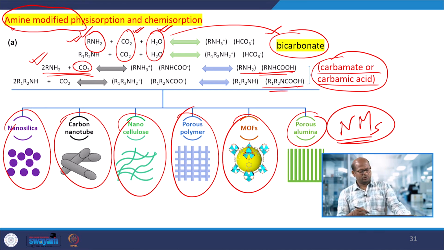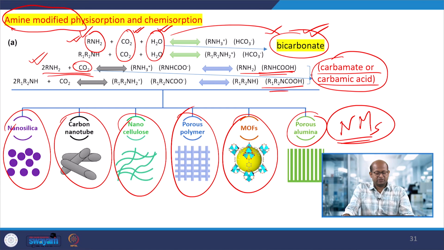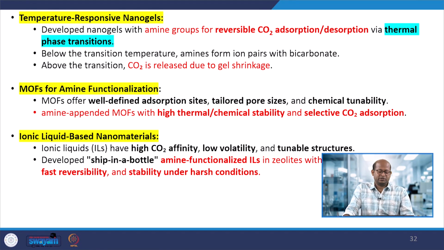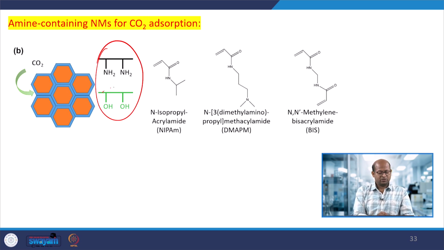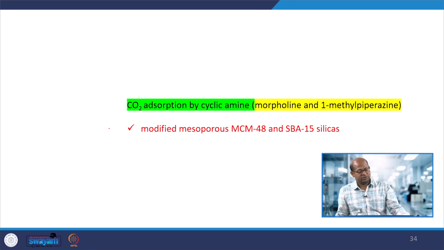So both means either dry conditions or wet conditions, CO2 may get adsorbed by formation of carbonates or carbamate or carbamic acid. By modifying these nanomaterials we can capture CO2 under either dry or wet conditions. Particularly, amines and hydroxyl groups are present in this type of nanomaterials, and they usually interact with CO2 at these amine or hydroxyl sites by formation of carbonates or carbamates.